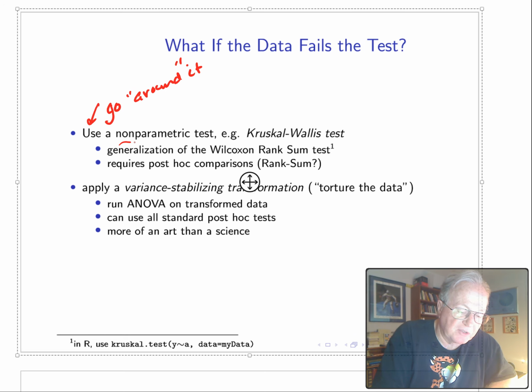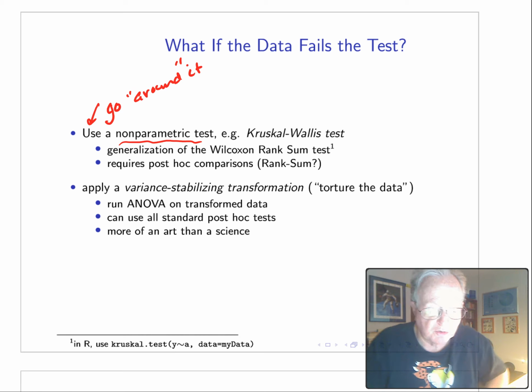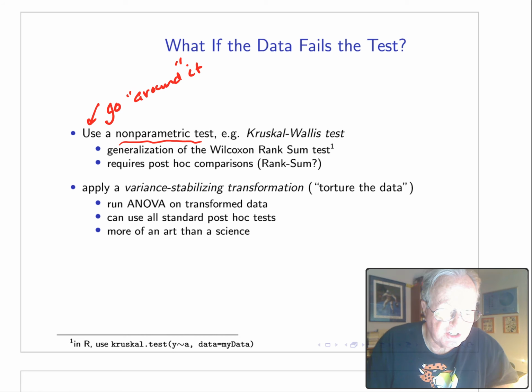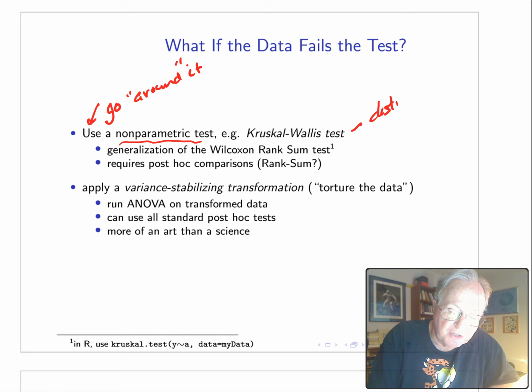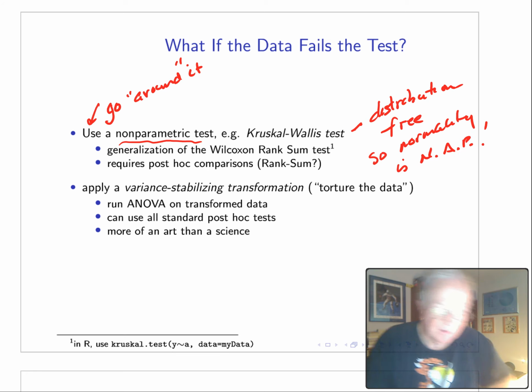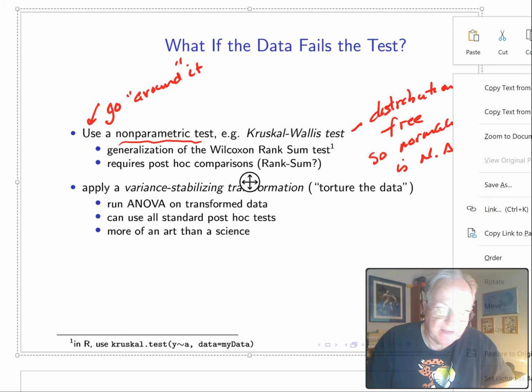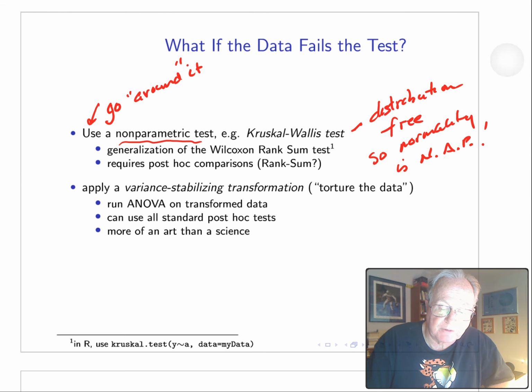And we could do that by using a non-parametric test, for instance, the Kruskal-Wallis test. This is a generalization of the Wilcoxon rank-sum test we spoke about in an earlier lecture, but it does require post hoc comparisons. The reason we can do this is that it is distribution free. So normality is not a problem. That's one way.